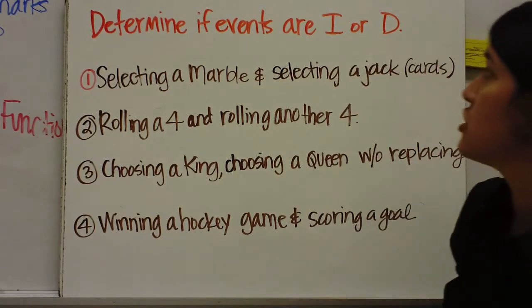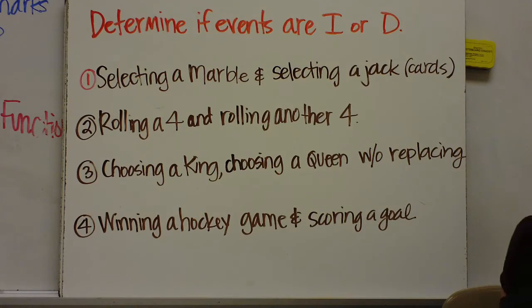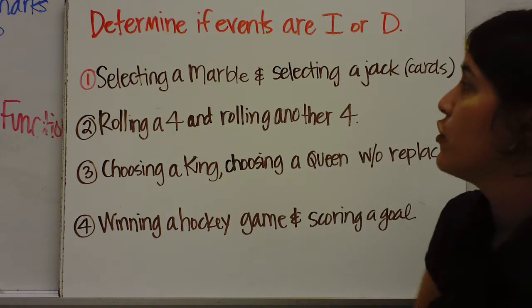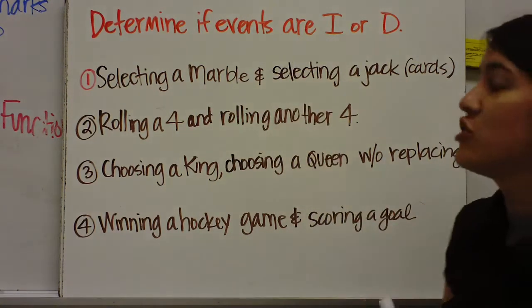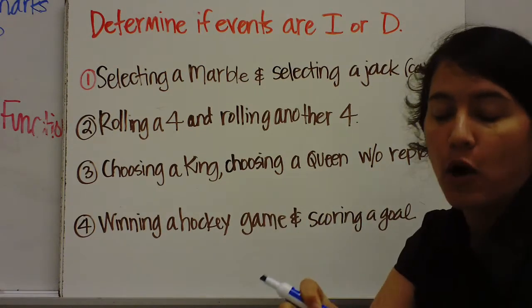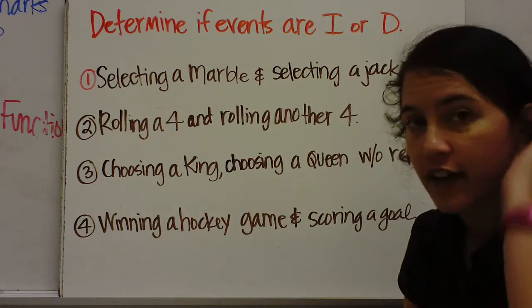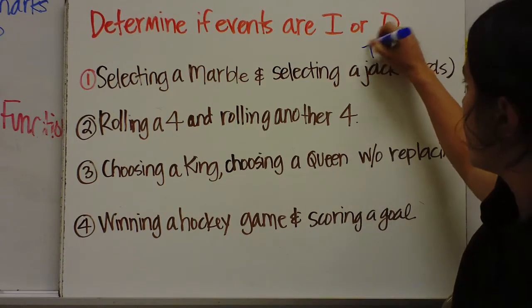Alright, so the first thing is determine if the events are independent or dependent. So if you're going to select a marble and select a jack from a deck of cards, the marbles and the jacks don't have any effect on each other, so these would be independent.